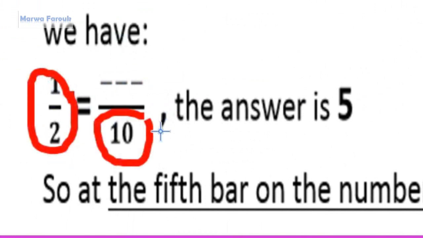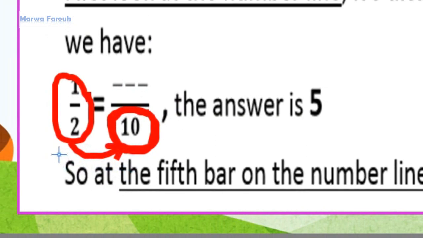And I will write here in the denominator the number of equal parts I have, and we count them and they were 10, so I will write 10. Then I have two equivalent fractions. I will think from 2 to 10, what did I do? Multiply or divide by? Excellent, multiply. Multiply what? Multiply 5. So 2 times 5 equals 10.